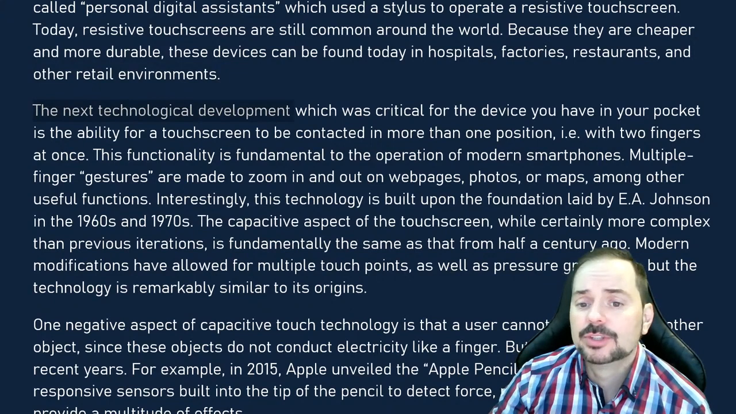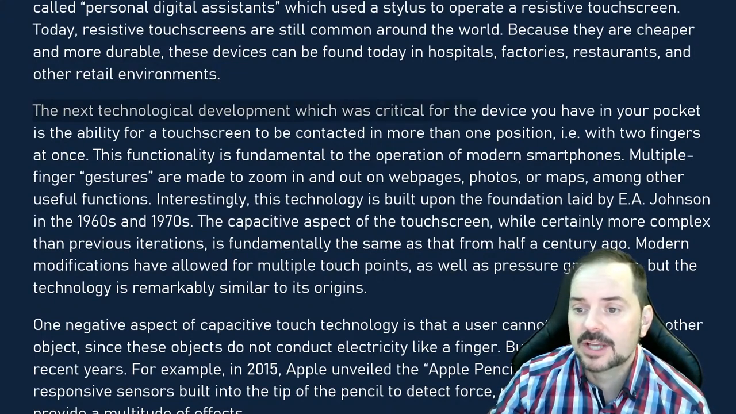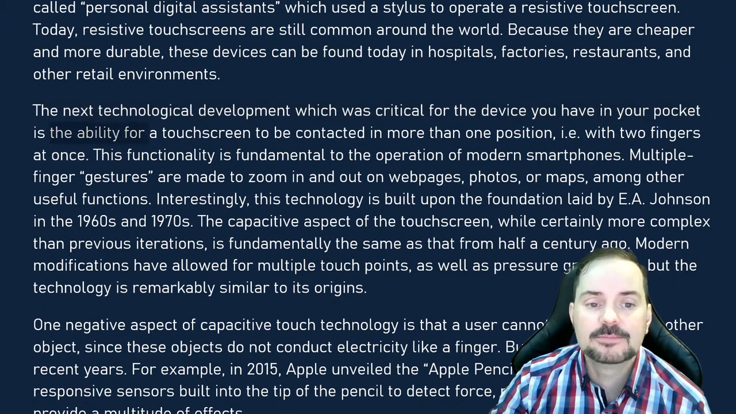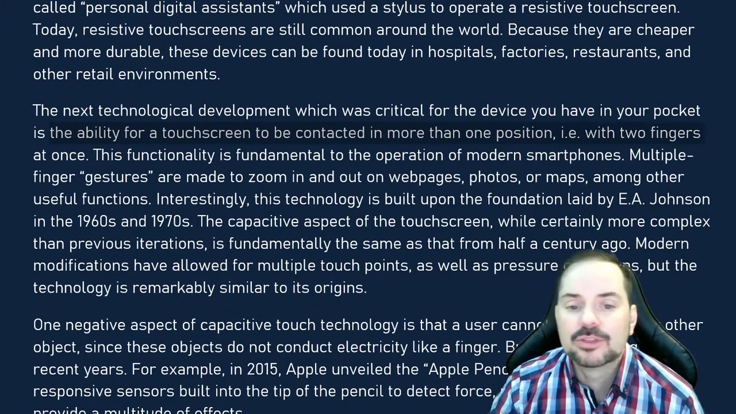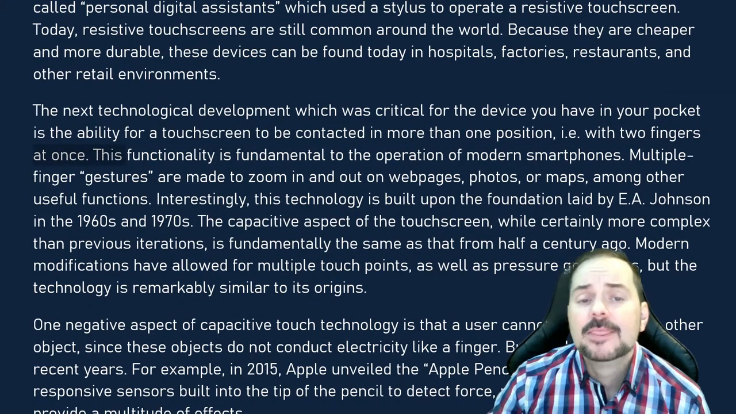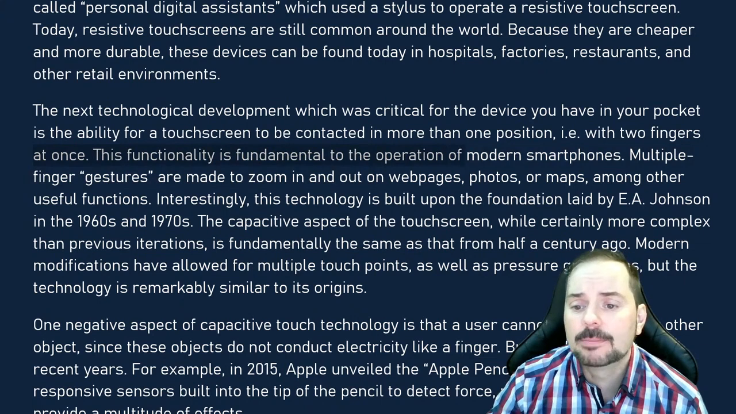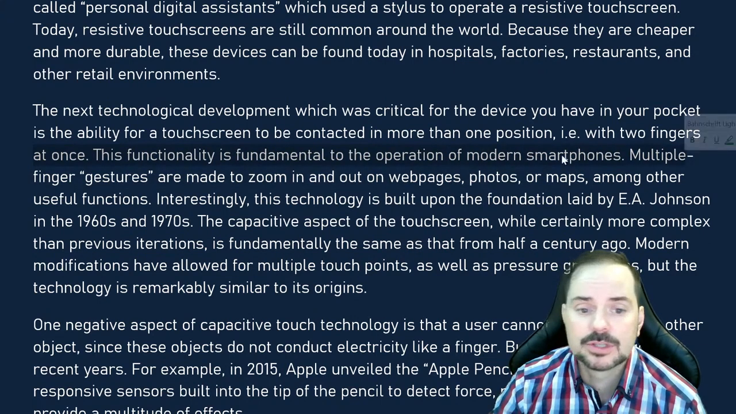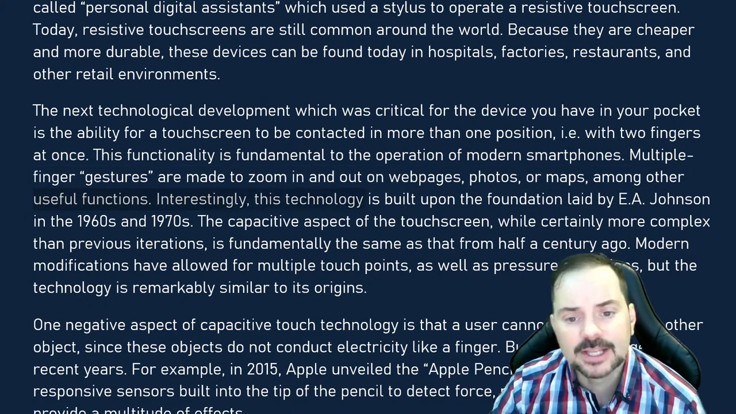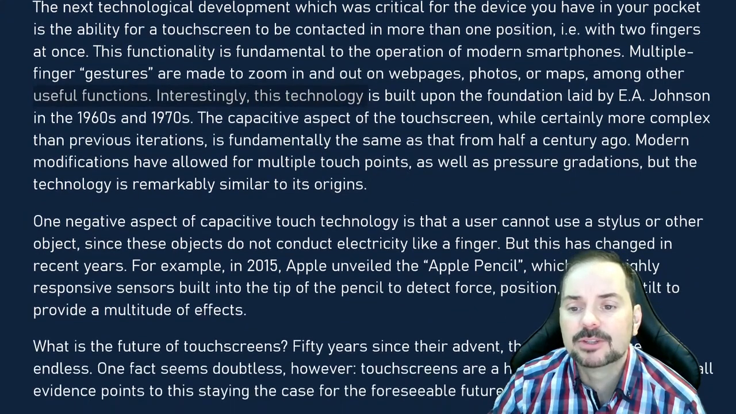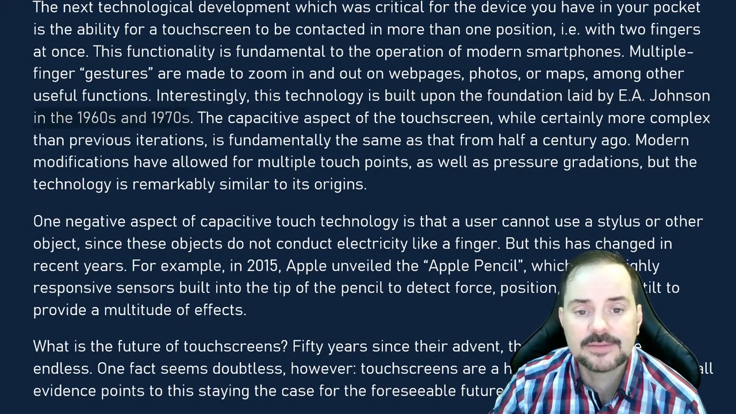The next technological development, which was critical for the device you have in your pocket, is the ability for a touchscreen to be connected in more than one position, i.e., with two fingers at once. This functionality is fundamental to the operation of modern smartphones. Multiple finger gestures are made to zoom in and out of web pages, photos, or maps, among other useful functions. Interestingly, this technology is built upon the foundation laid by E.A. Johnson in the 1960s and 70s.